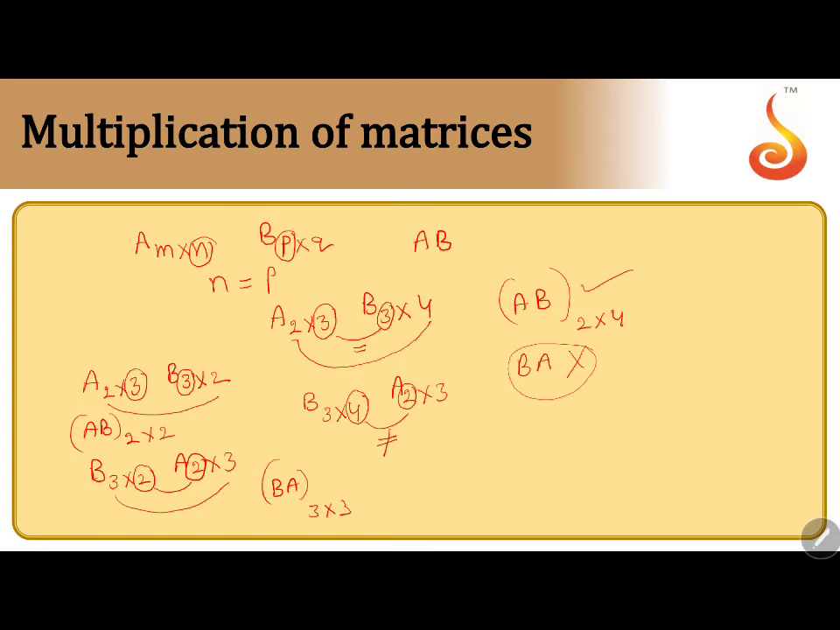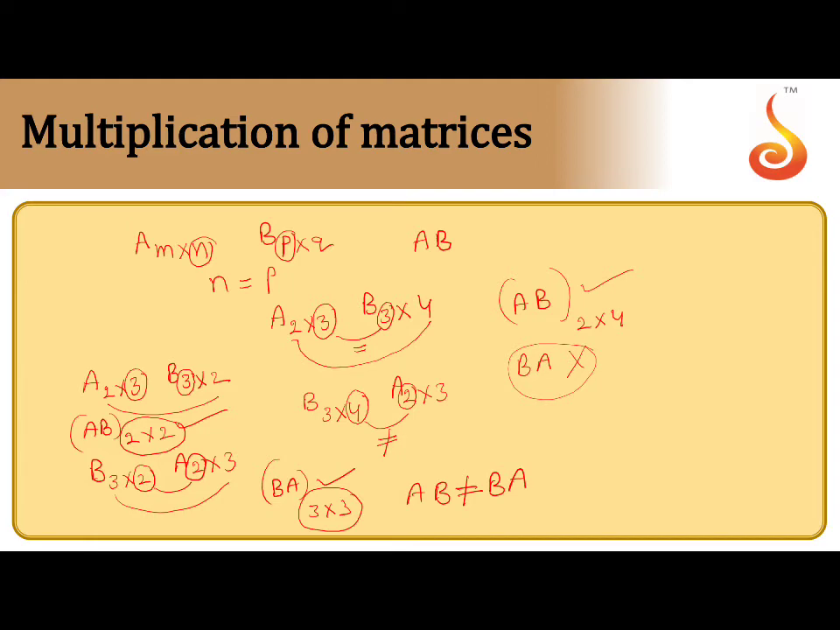So in this example, AB is defined, BA is also defined, but they are not equal. Why are they not equal? Two matrices are equal only when their orders are the same and the corresponding elements are the same. But here AB is of order 2 by 2, but BA is of order 3 by 3. Both have different orders. So AB is not equal to BA. So in general, for any two matrices A and B, AB is not equal to BA. That means matrix multiplication is not commutative.